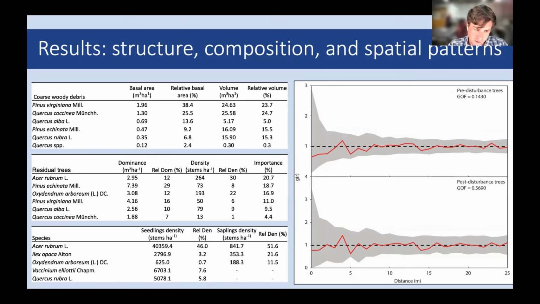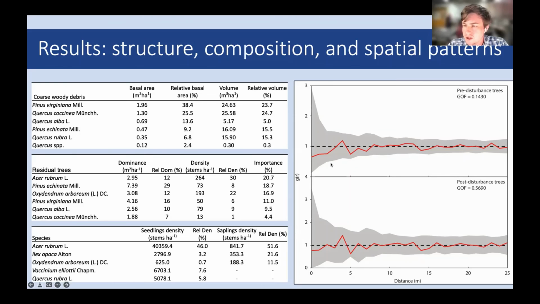And then for the actual residual trees, a similar trend: we had pines and oaks that had the highest dominance, but in terms of density, red maple and sourwood were the most abundant. And then a similar trend for the seedling and sapling layers. So red maple, American holly, and sourwood had the highest density in both the seedling and the sapling layer.